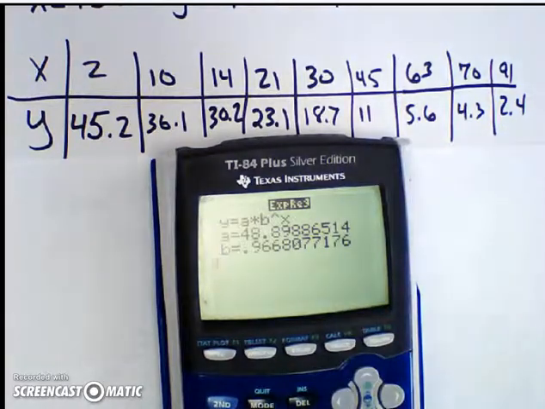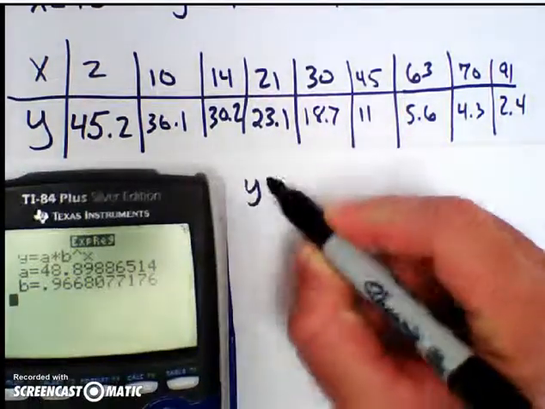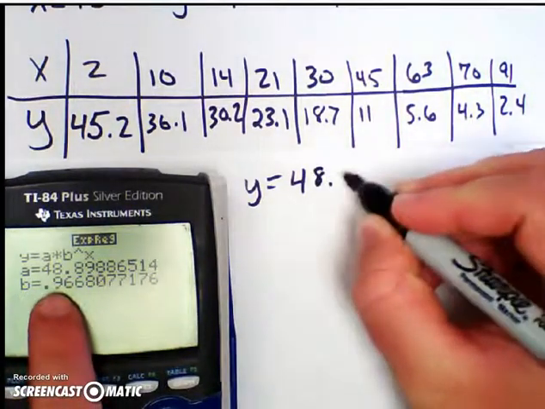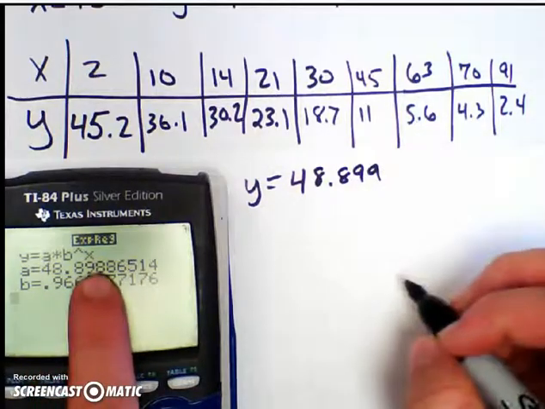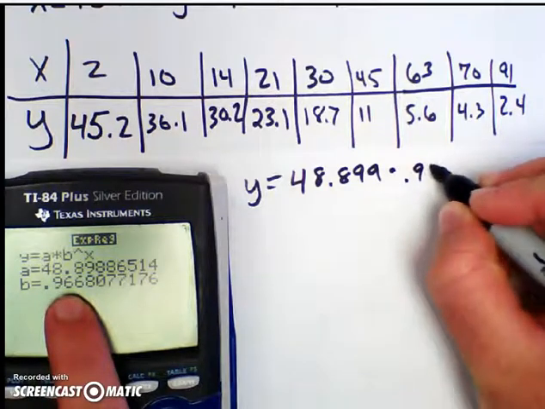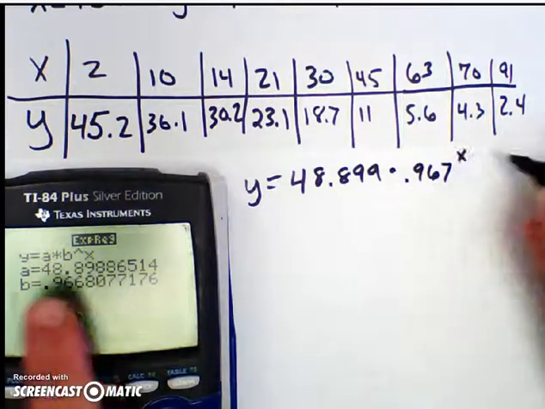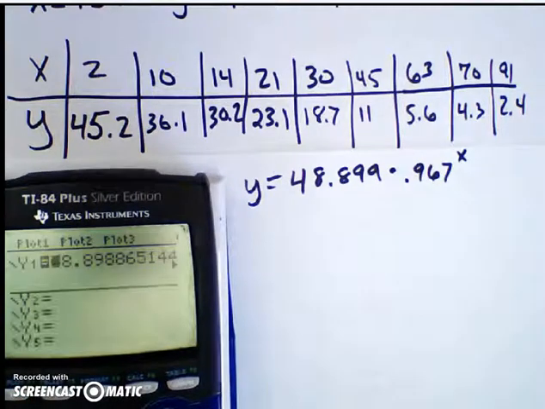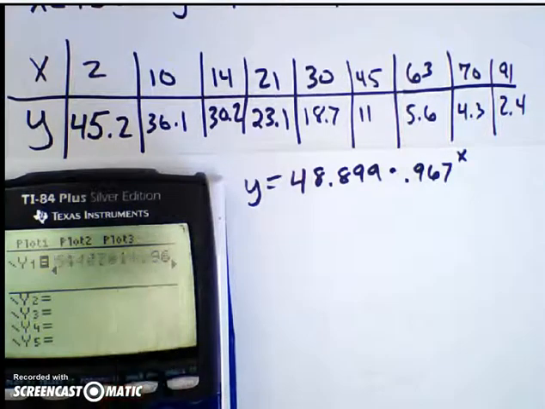Now, it's giving you a different equation, because exponential is a times b raised to the x power. So your a is 48.899 if you round it, times, and then your b is 0.967 if you round it, raised to the x power. That is your equation. And now that's actually already in your y equals. Okay? If you go there, that 48 point whatever, and then times 0.96 whatever, raised to the x. If you have a hard time writing the equation, it's there in your y equals.